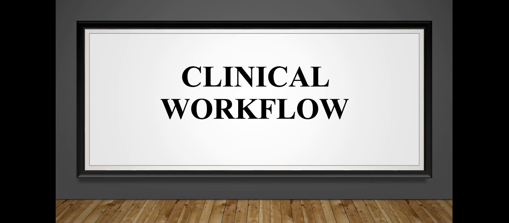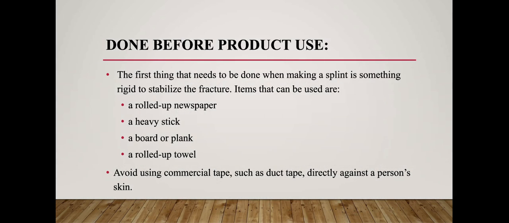Coming to clinical workflow, before the product use, the first thing that needs to be done when making a splint is to find something rigid to stabilize the fracture. Items that can be used are a rolled up newspaper, never a heavy stick, board or plank, and a rolled up towel. Avoid using commercial tape such as duct tape directly against a person's skin.